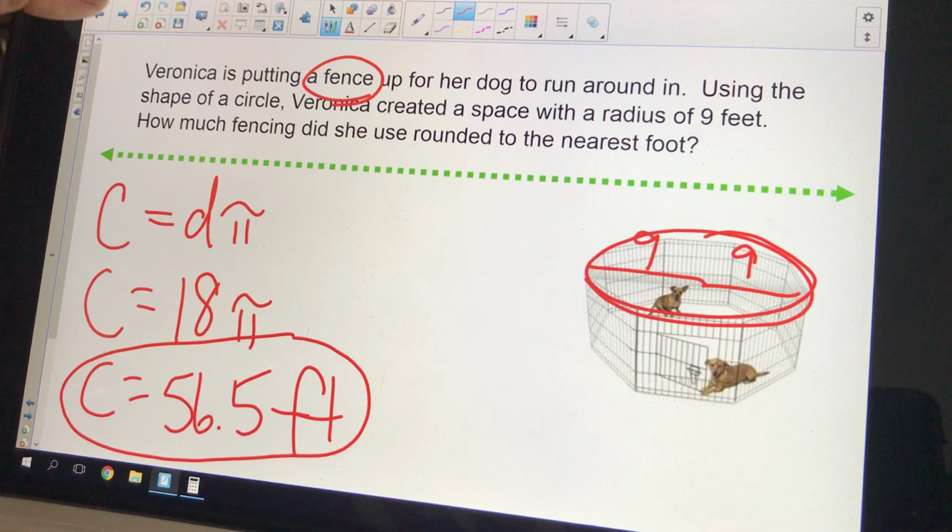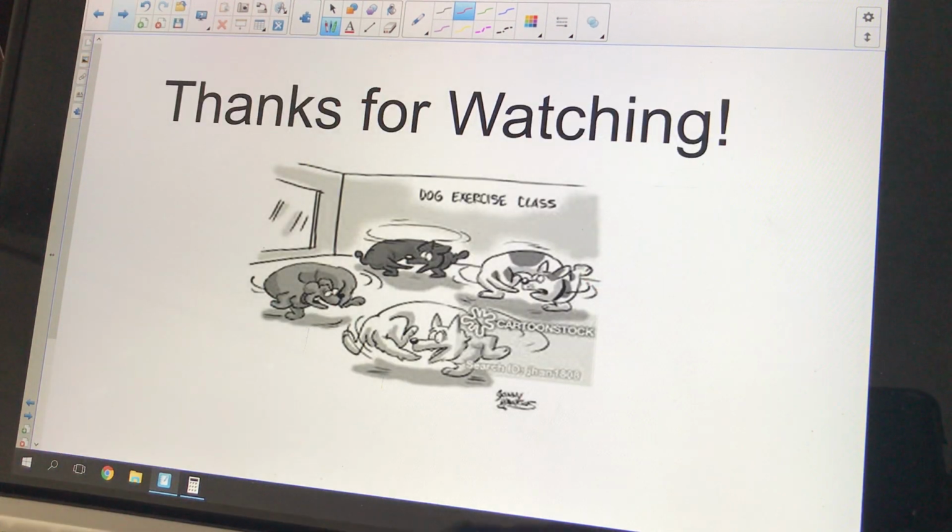Okay? Guys, that is circumference versus area. Okay? Read those questions carefully.